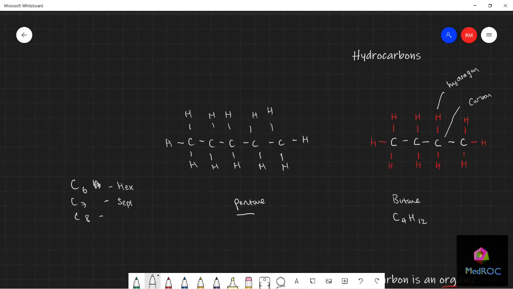Hence a molecule of 8 is obviously oct, and so on. So say, and we'll go up to 10 here. So we have nonane, we have non for 9 carbons, and for 10 carbons we have dec.